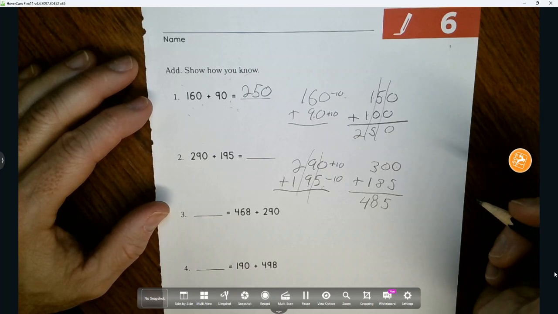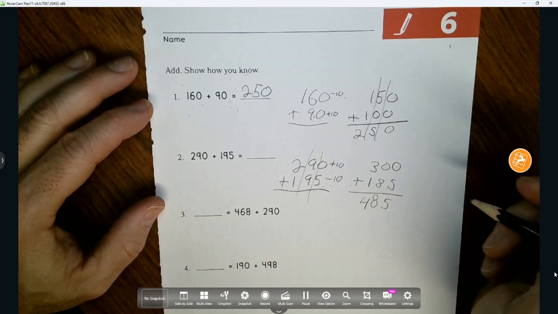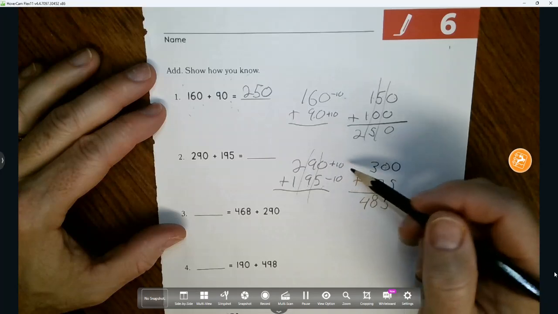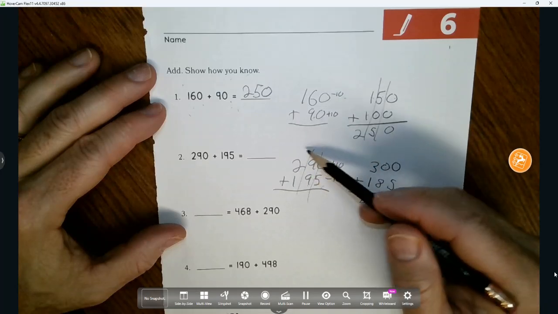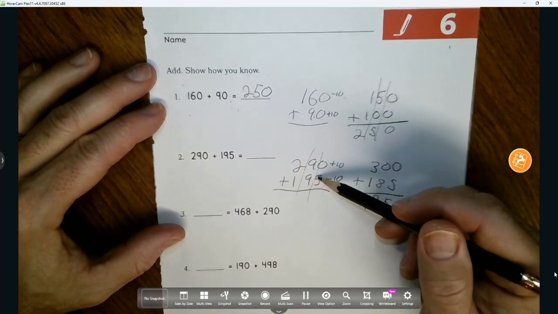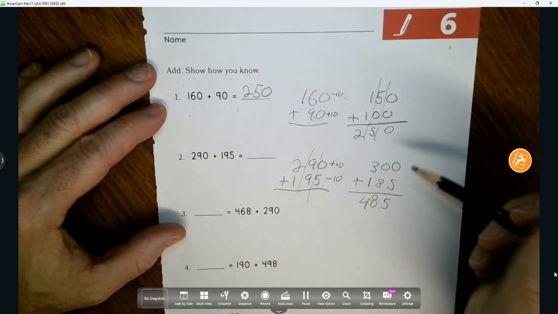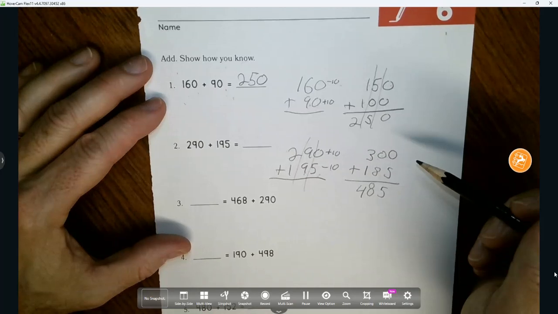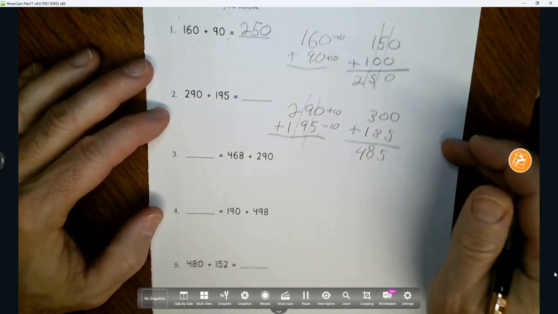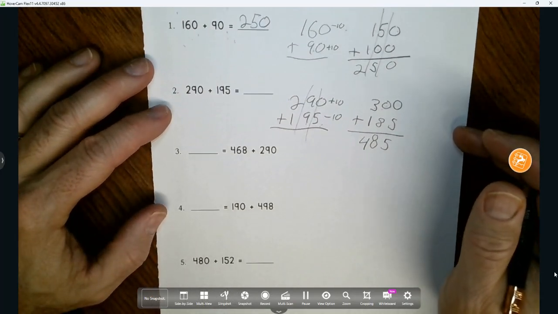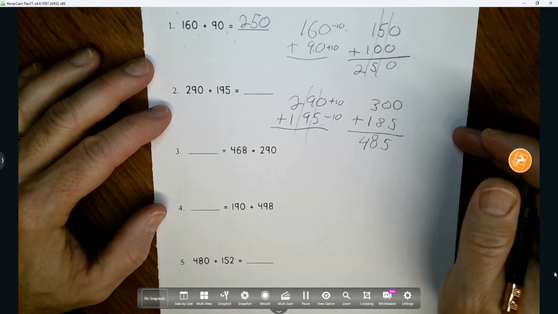Now, I know this might seem like a little extra work, but it's making this easier. We don't have to carry numbers over. We're not using more fingers. We're getting some zeros here, which makes it easier for us to work with. All right, we'll do one more together, and then the last two you're going to be on your own.